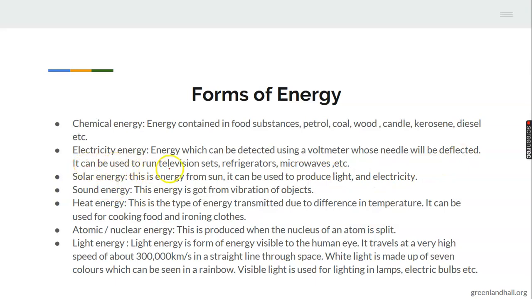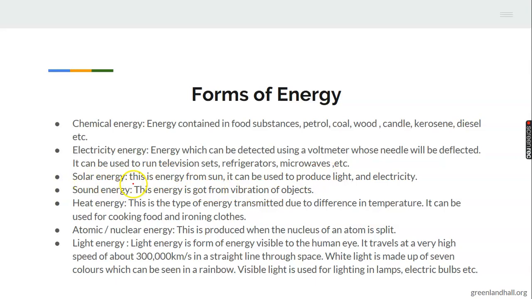And it can be used to run television sets. Electricity energy is the one we use in our houses, aside the fact that we use solar panels. We use the electricity supplied to us by Power Holding Company of Nigeria, to power our television sets, our refrigerators, microwave, and what have you.